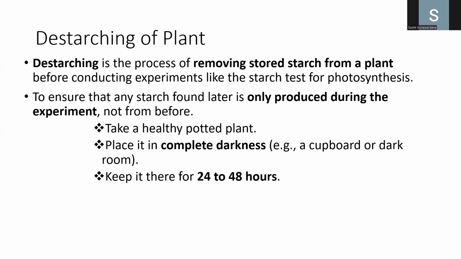So how are we going to do it? Simply, we will keep this plant inside a dark room for around 24 to 48 hours. It means 1 to 2 days you have to keep the plant in a dark place. So we will not be providing light energy for the plant. And also there is no water. And if it is inside a dark room, it might be limiting carbon dioxide also. Somehow it will be limiting light energy.